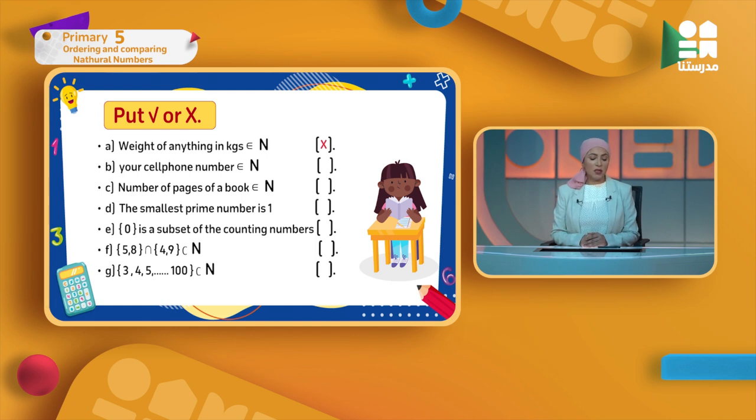Now, letter B, your cell phone number, our mobile phones, okay? The numbers of our mobile phones belong to N or no? Of course, no one of us has a decimal number in their cell phone. I mean, your number is always 0, blah, blah, blah, and so on, without any decimals or fractions. So here, yes, it belongs to N.